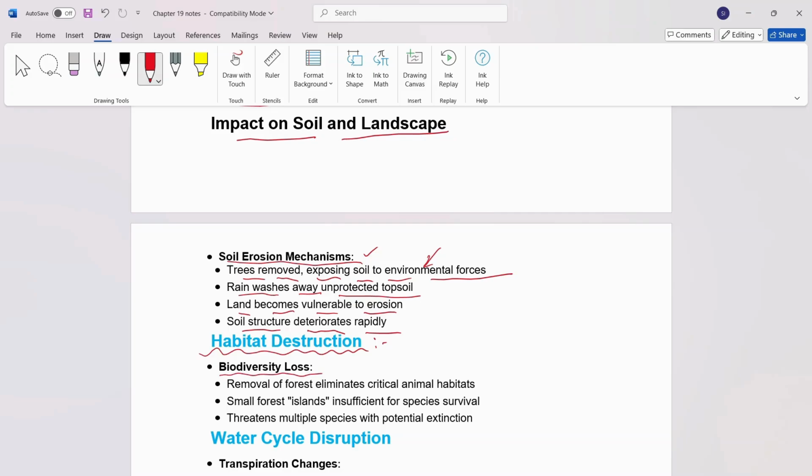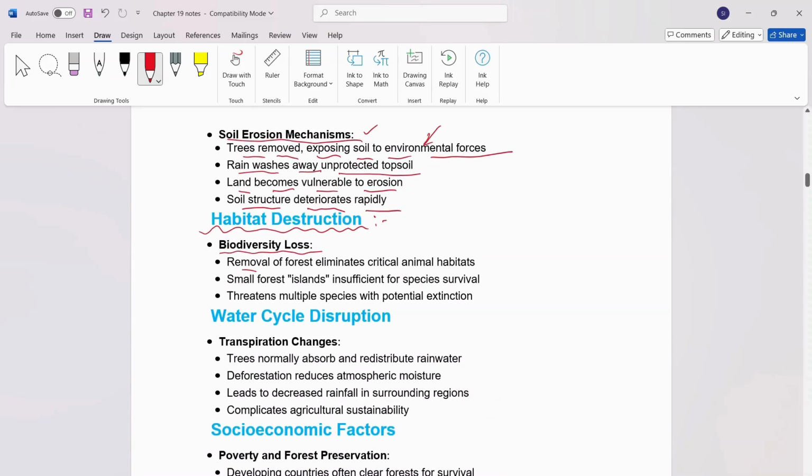Biodiversity loss. What is it? It is the removal of forest eliminates critical animal habitats. This is biodiversity loss. Small forest islands insufficient for species survival. So again, leading to biodiversity loss. Threatens multiple species with potential extinction.